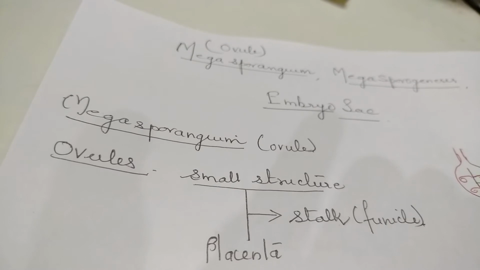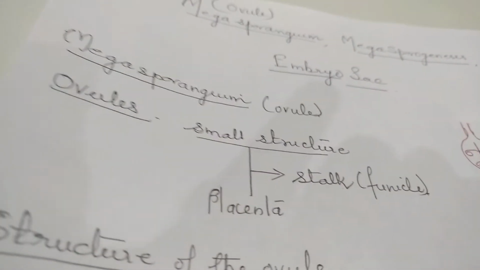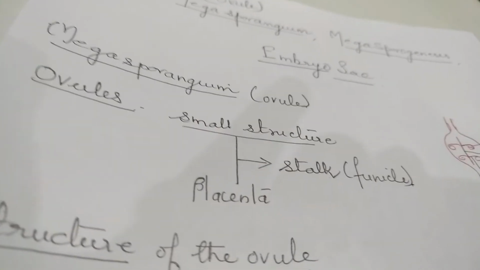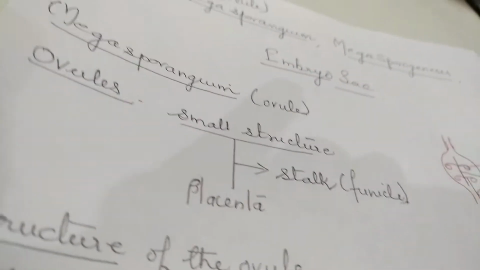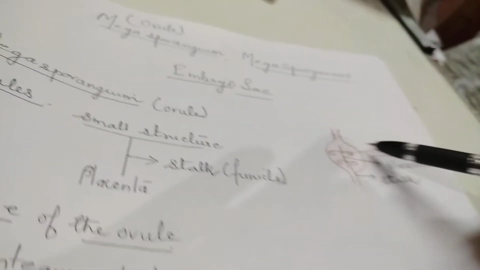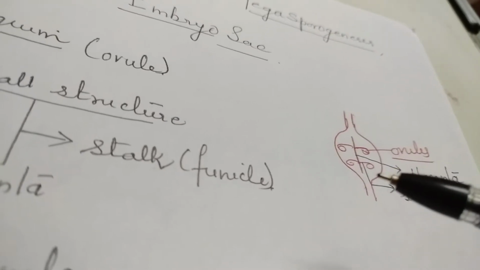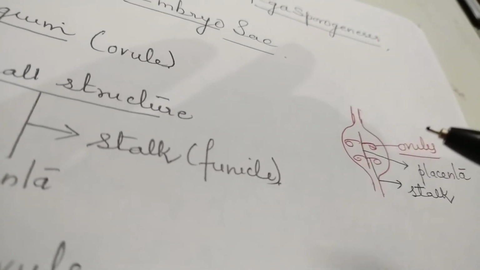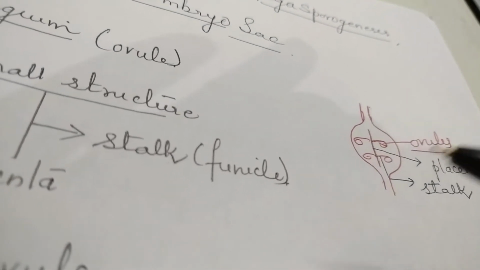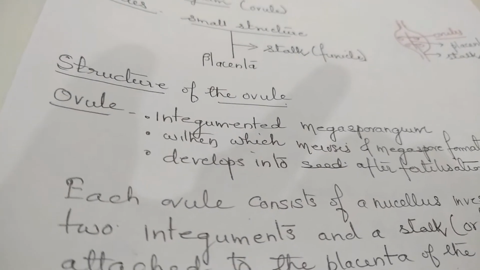Today's topic is on Megasporangium and we'll be learning about the structure of it. You have seen that the ovules are small structures attached to the placenta with the help of a stalk, and you can see the diagram here. That is the ovary, the swollen part. See the ovules, attached to the placenta with the help of a stalk, which is also known as the funicle. So let us see the structure of the ovule.